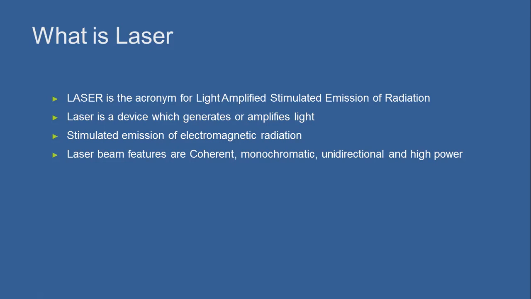And monochromatic is nothing but consistent. It can be consistently applied. And unidirectional, only one direction. It can be focused in one direction and specifically onto a particular location with high intensity of power, because radiation is the source of this laser generation. So these are the things regarding laser.